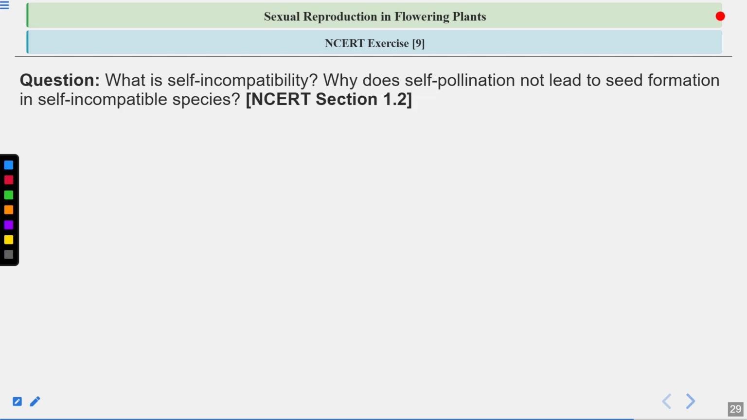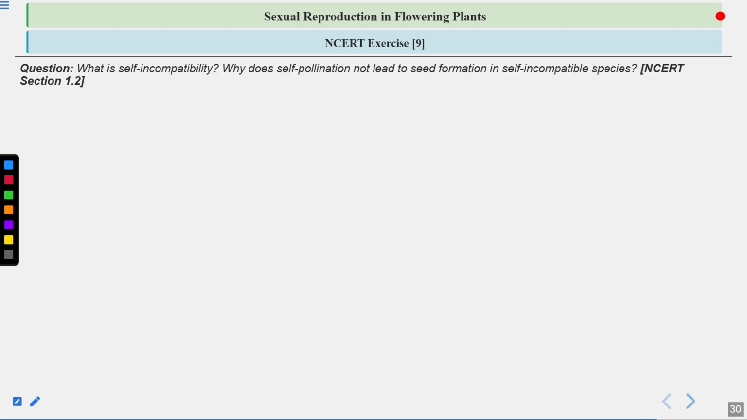Next question, what is self-incompatibility? Why does the self-pollination not lead to seed formation in the self-incompatible species? This question is again coming from section 1.2 of the NCERT. Let us see the answer.